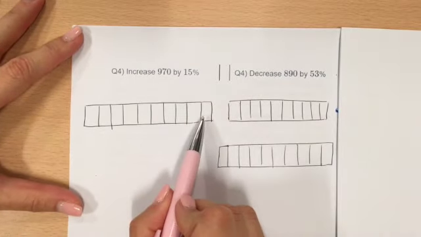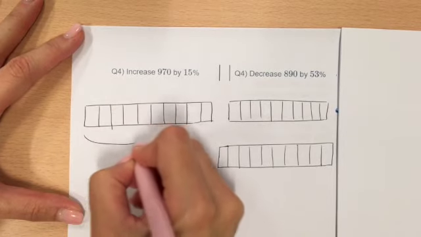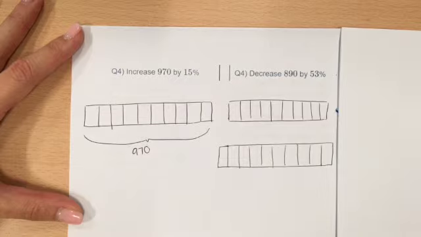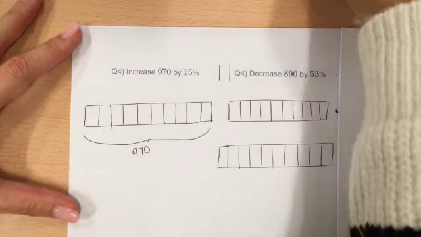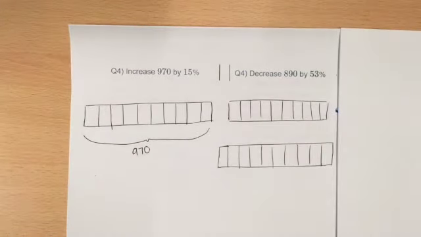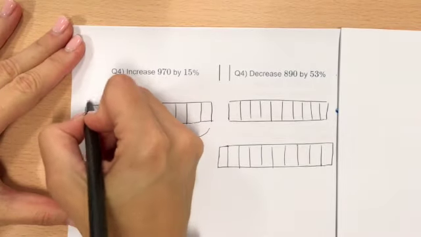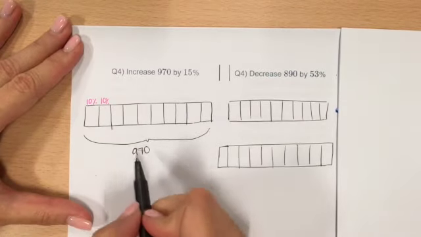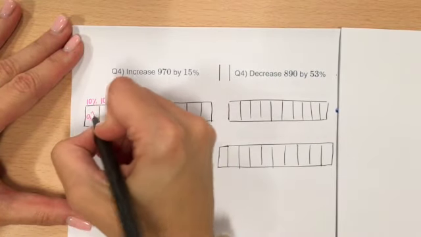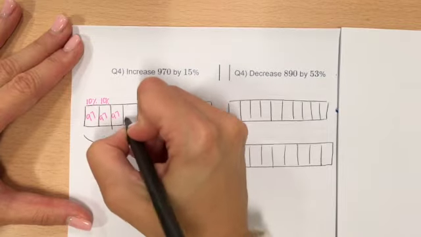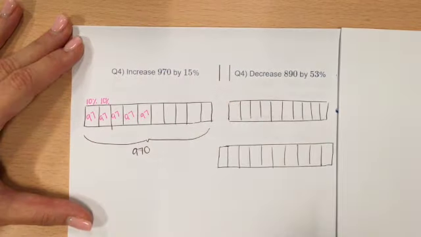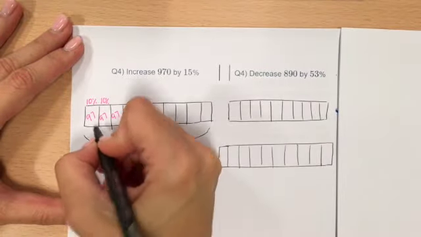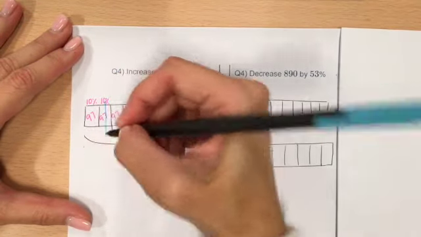So I've got my bar model already drawn. We know that the total of this bar is going to be 970. Each 10%, because remember we split it into 10, so they each represent 10%, because then that bar is 100%. So if it's split into 10, each little bar is going to be worth 97. Now we need 15%, so I need 1.5 of these.